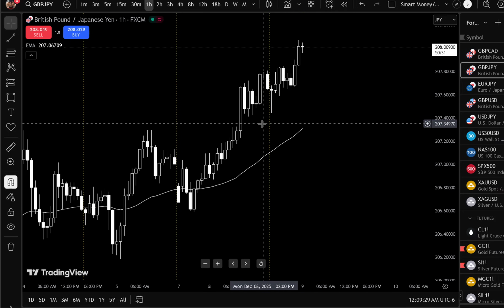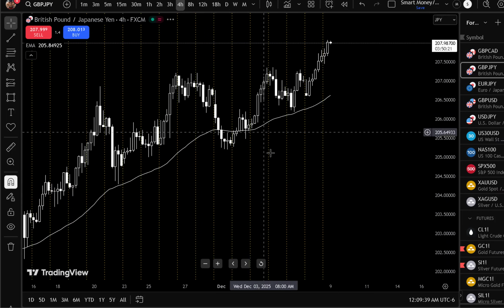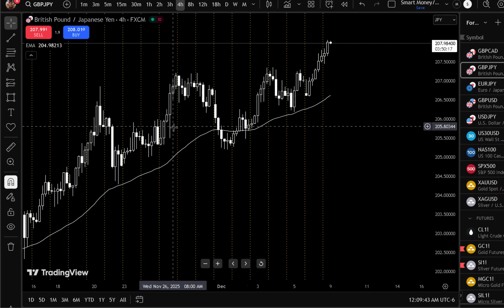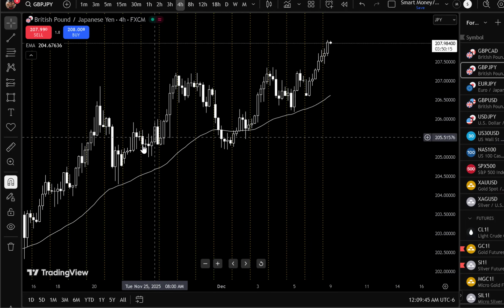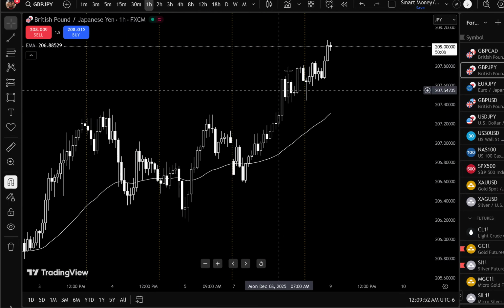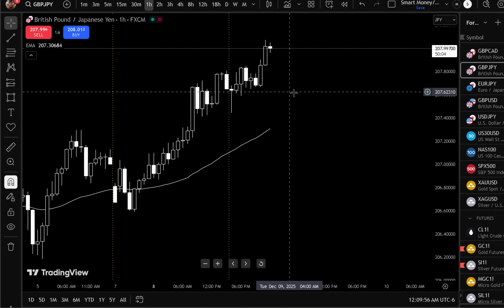So the first thing we do is go to the higher time frame. Your higher time frame could be your 1 hour, 2, 3, 4, any of these high time frames. You can look at the four, and we see that the market is bullish overall. Let's go to the one. Still the same thing, 1 hour, bullish. So let's see what we have.